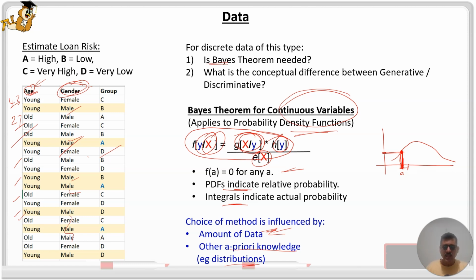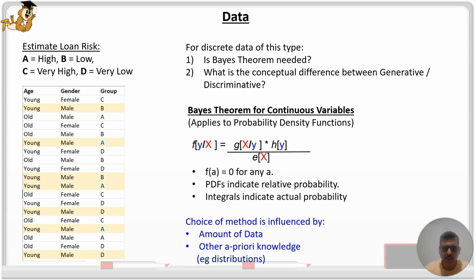So the entire difference between generative and discriminative, and why some work better in certain cases vis-a-vis others, has to do with the amount of data at your disposal, the fact that you are almost always dealing with continuous variables on the input side, and that you often have a priori knowledge of the distributions of certain input variables. That is what makes all the difference between generative and discriminative.